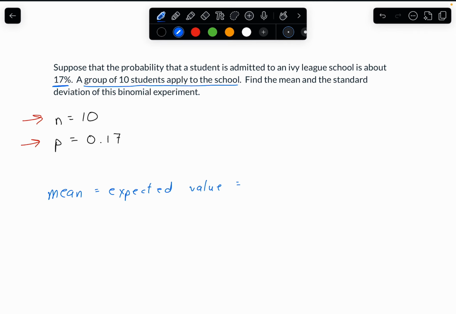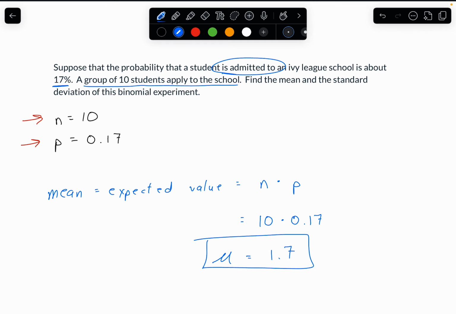In this case, it would be, well, how many students would we expect to be admitted to this Ivy League school out of our 10 students applying, knowing that there's roughly a 17% chance for any given student to be admitted? Well, I know that I've got 10 students, about 17% are going to be admitted. I'm just going to take the number of trials that I'm running, n, and multiply it by the probability of success p. So that would look like n times p, that would be 10 times 0.17. If I multiply that out, I should end up with simply 1.7. So our mean in this case is 1.7.